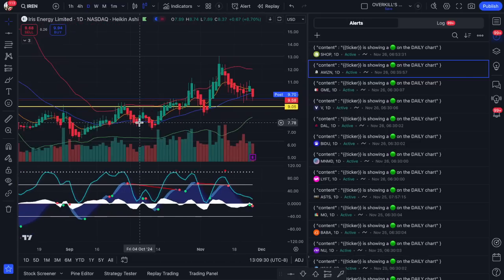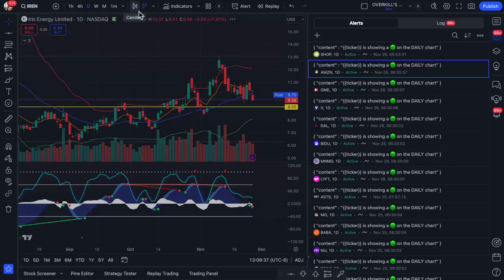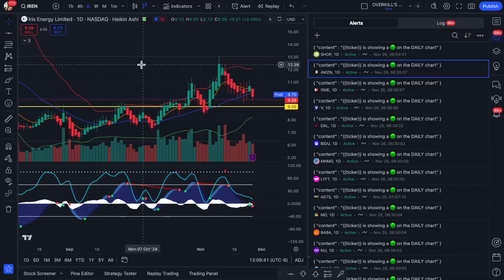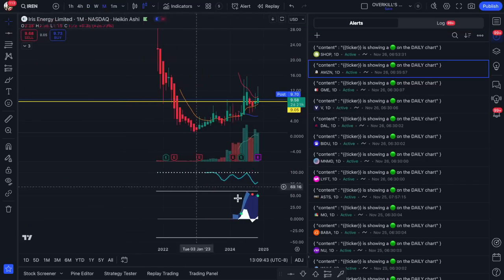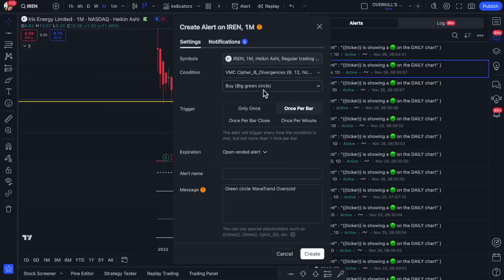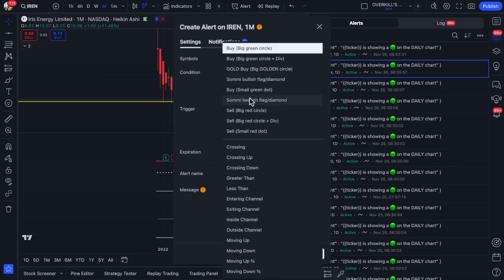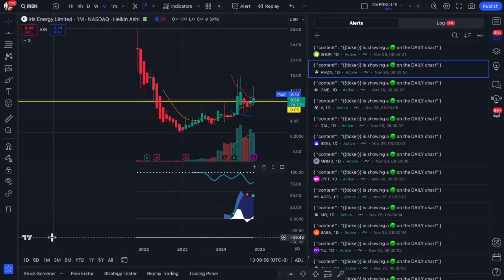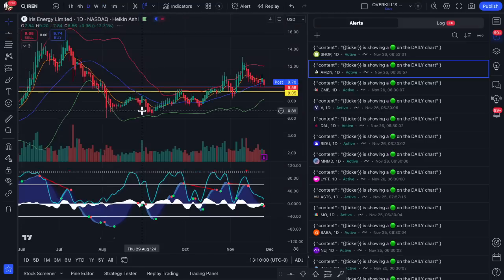You could put your own message. Hey, it's showing a green dot. But $9, big level for IREN. I like this one. It's a good call out here from NitroBot there. That one is now on the watch list too. I'm going to set up my monthly alert too. Let's go monthly. Small green dot, boom. And again, these will be called out in the Discord for you guys when they happen. This one's showing a green one right now. You should get that alert trigger right here, right now. The market's closed though, so that probably won't happen until tomorrow morning.